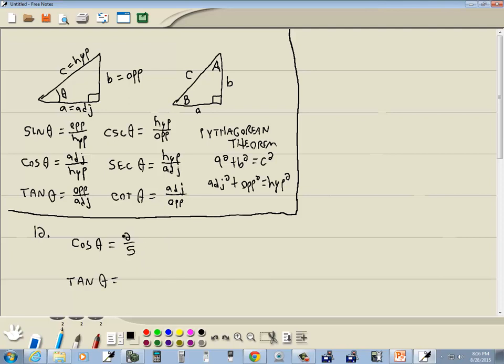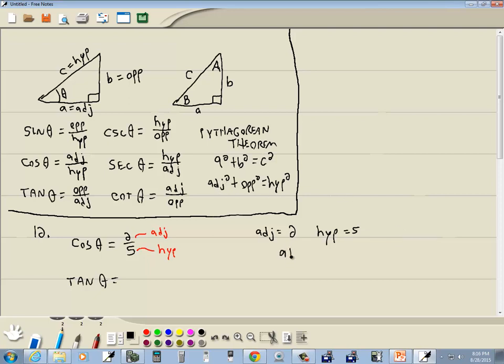They're telling us that cosine is equal to 2/5. But if I look up here, cosine is equal to adjacent over hypotenuse. So they're telling us that adjacent is equal to 2, and the hypotenuse is equal to 5. Now, we need to find all 3 of them, the adjacent, opposite, and hypotenuse. So we're going to use the Pythagorean Theorem here.